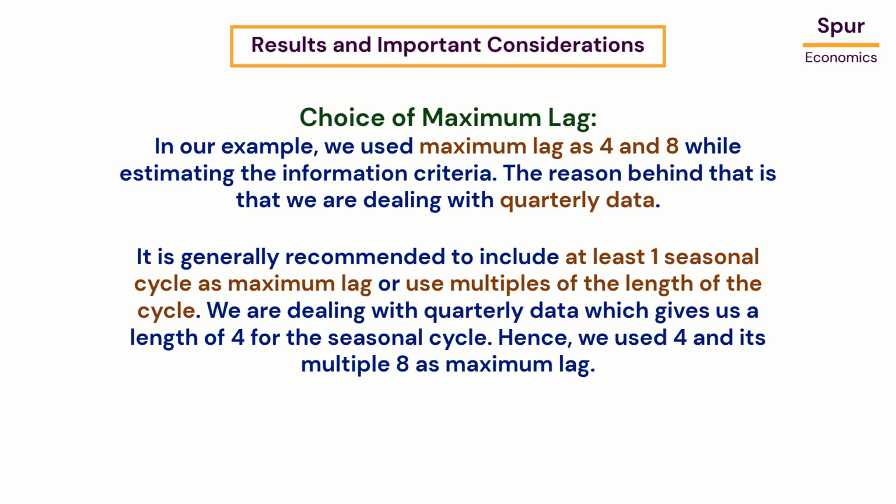In our example, we used maximum lag as 4 and 8 while estimating the information criteria. The reason behind that is that we are dealing with quarterly data. It is generally recommended to include at least one seasonal cycle as maximum lag or use multiples of the length of the cycle. We are dealing with quarterly data, which gives us a length of 4 for the seasonal cycle. Hence, we used 4 and its multiple 8 as maximum lag.